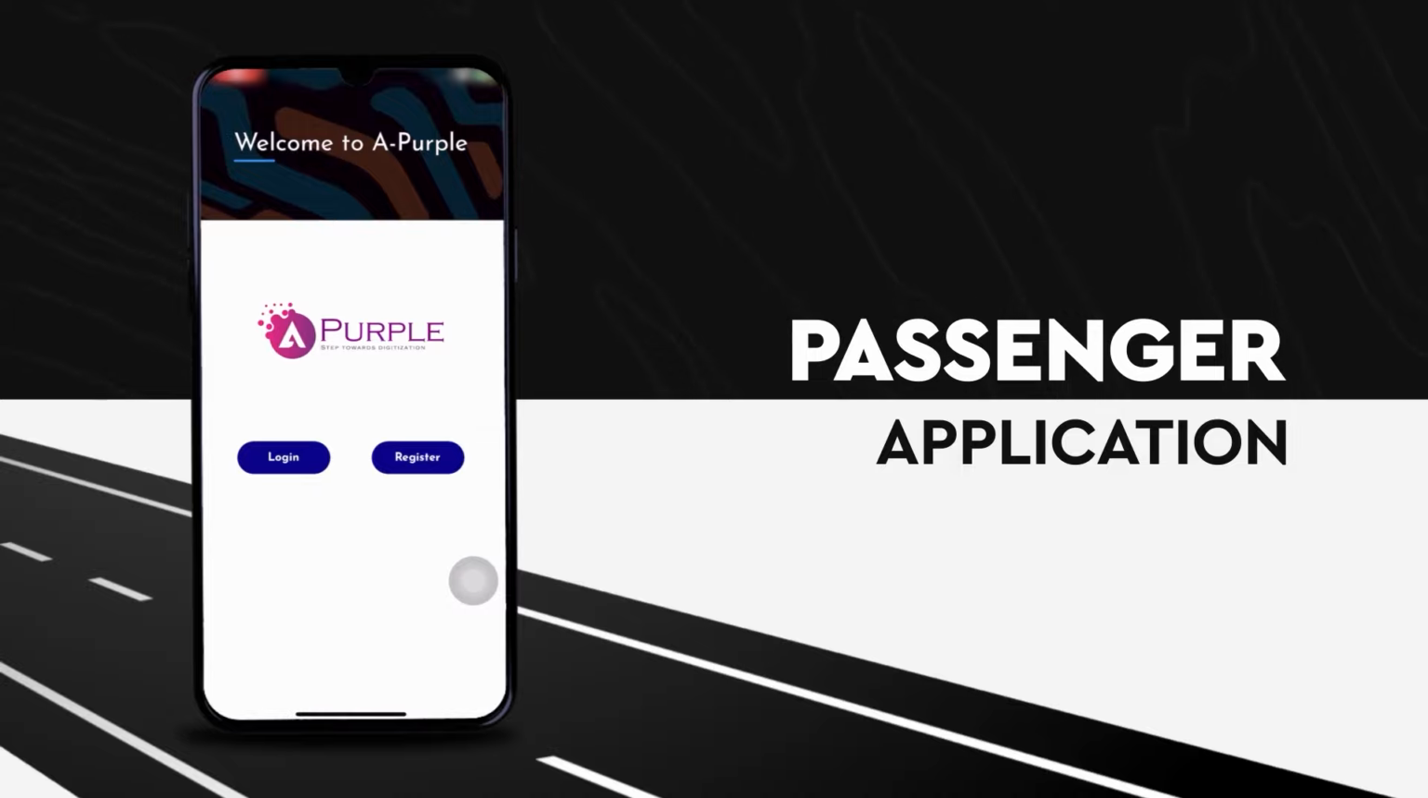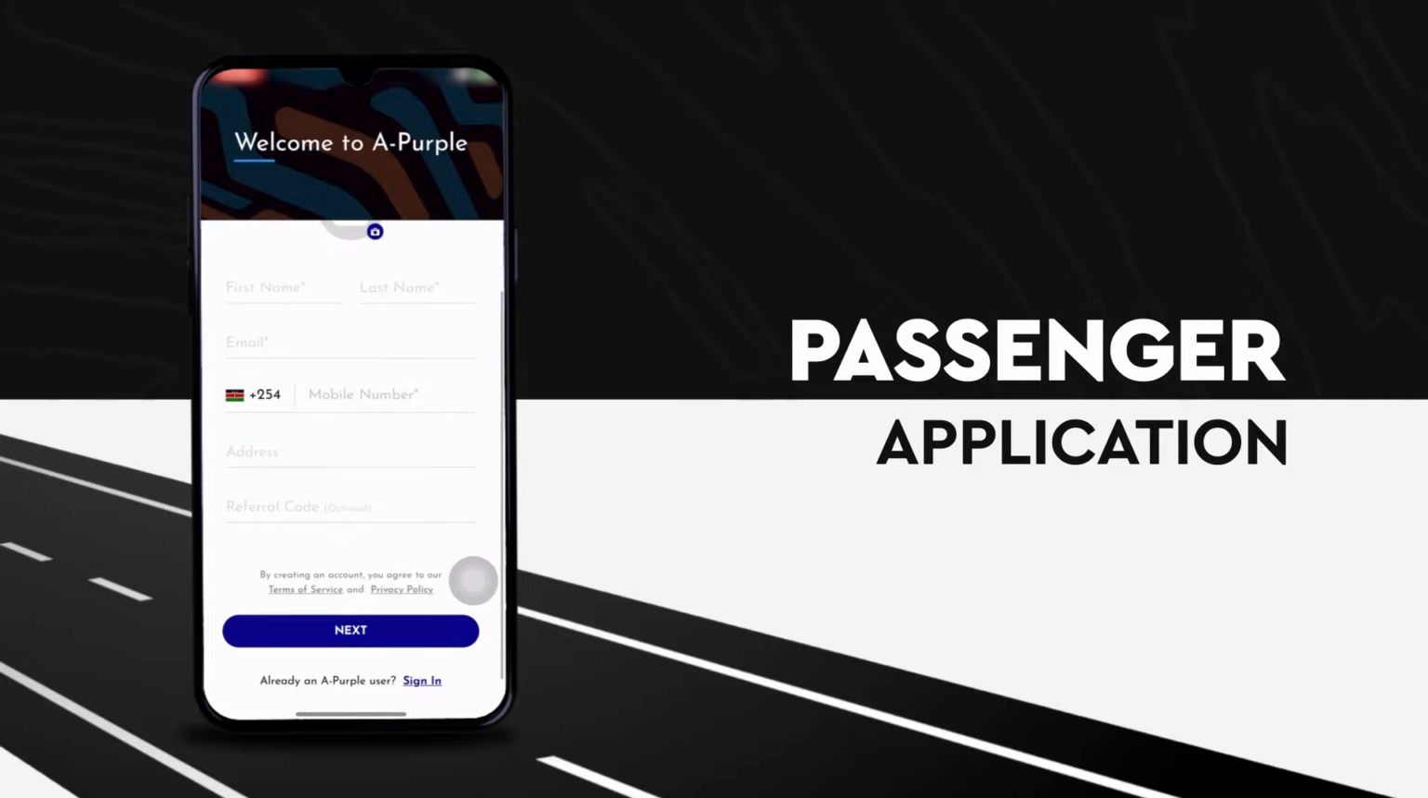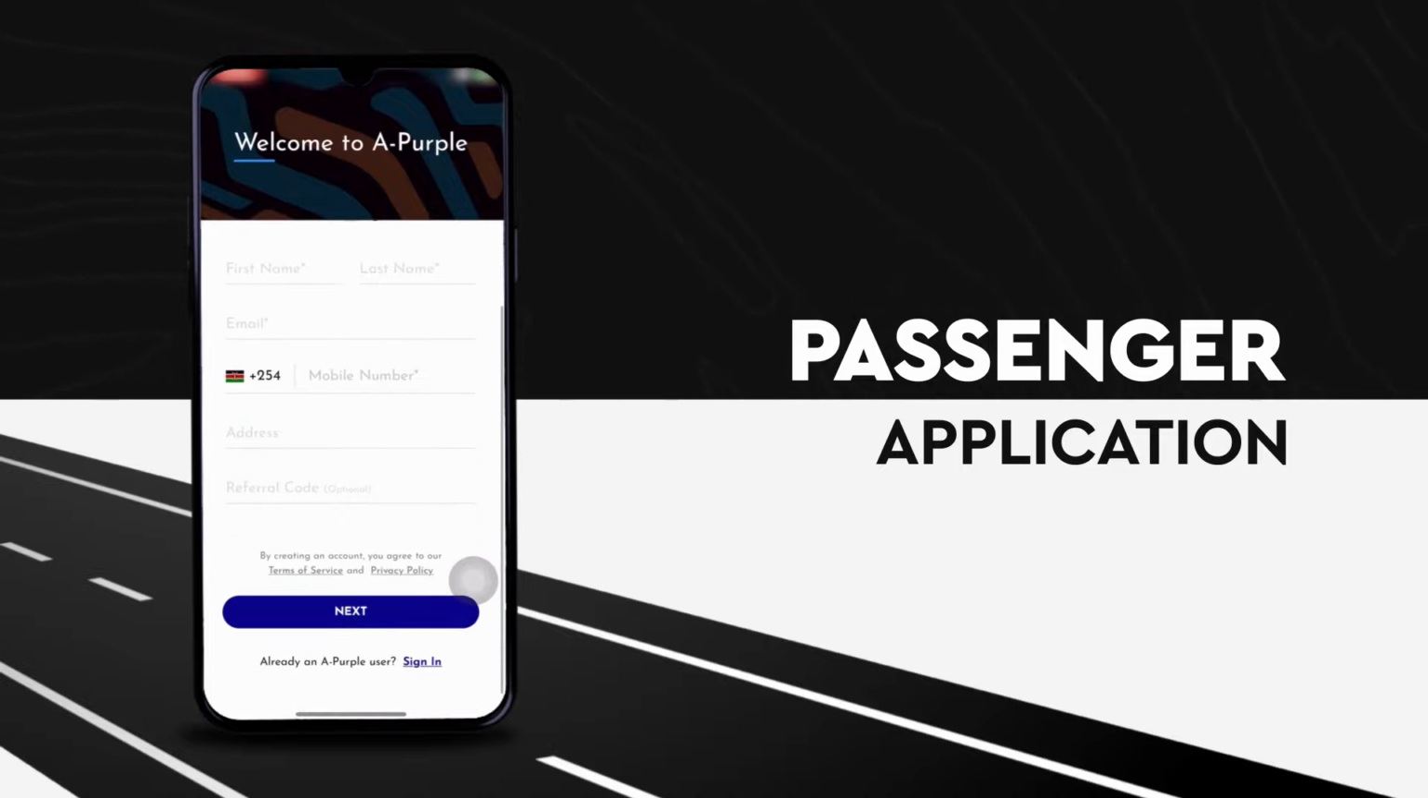In this video, we will be viewing how a passenger can register himself or herself as a user on the taxi booking application. After installing the application on the device, the passenger can hit on register. To register on the application, he or she can fill up the details like first name, last name, email address, mobile number, address, and referral code if any.